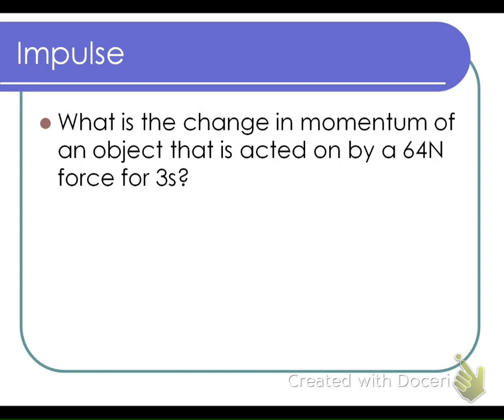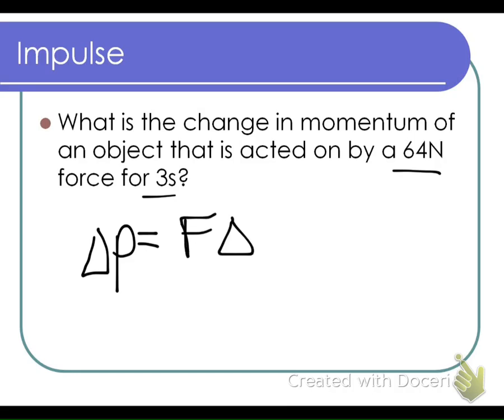Okay. You can ask for impulse two different ways. You can ask for it by saying what's the impulse, or we can say what's the change in momentum. Change in momentum is the same thing. We're still solving for delta P. We're given a force and a time, so we'll solve using this equation.